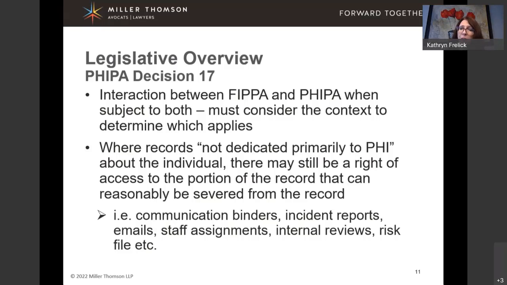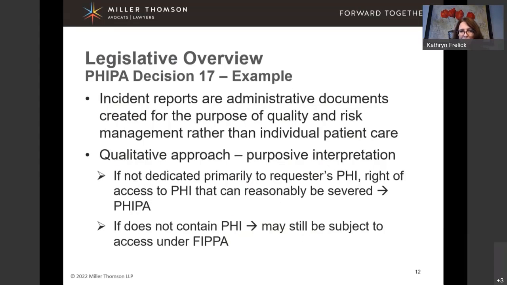There may still be a right of access to the portion of the record that can be reasonably severed from the record. So that means that many of the other types of documents that you use on a day-to-day basis, if they have identifiable information about an individual, there may be a right of access to that information. And that can be communication binders, incident reports, emails, staff assignments, internal reviews, your risk files. So really anything that is identifiable.